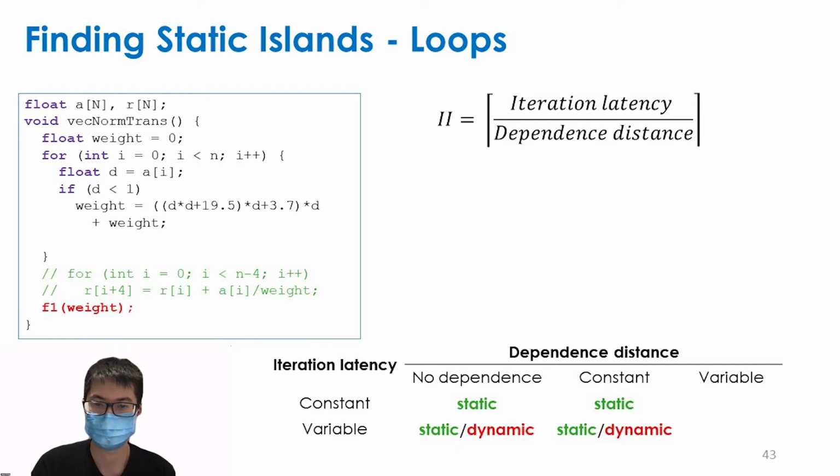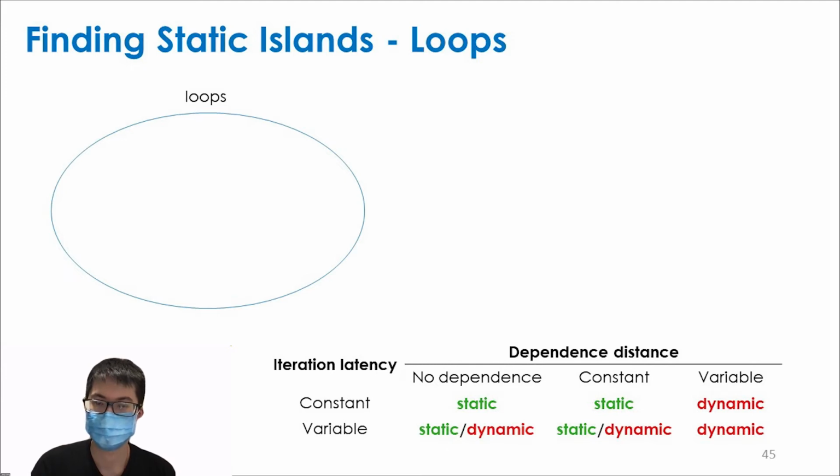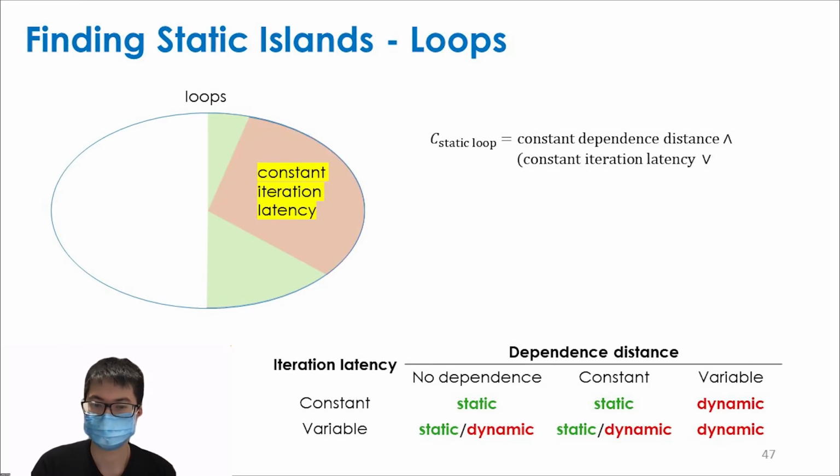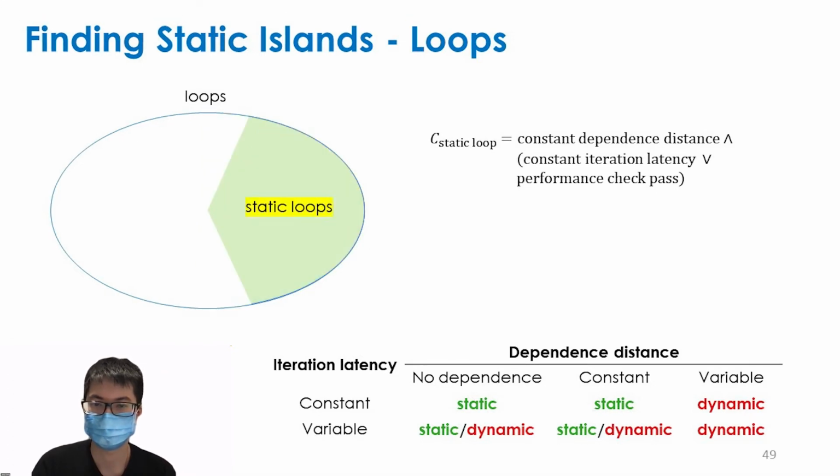There are more complicated cases where the dependence distance can be variable. These loops are known to be amenable to dynamic scheduling, which can achieve high performance by runtime memory scheduling. In summary, we specify a set of rules for finding static islands in loops. We require a static loop to have a constant dependence distance, and it either has a constant iteration latency or its throughput loss from static scheduling is affordable. We then can find a set of static loops.